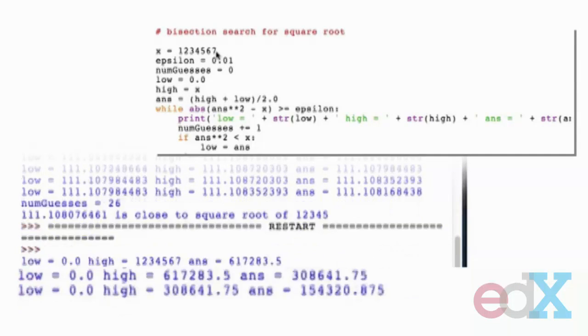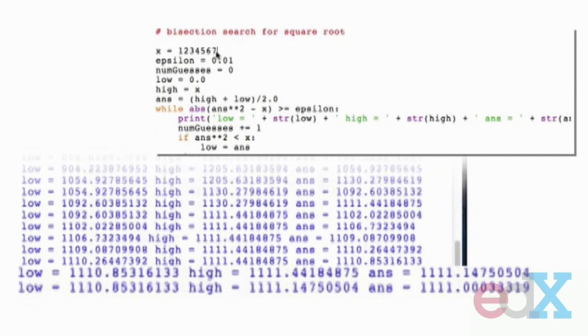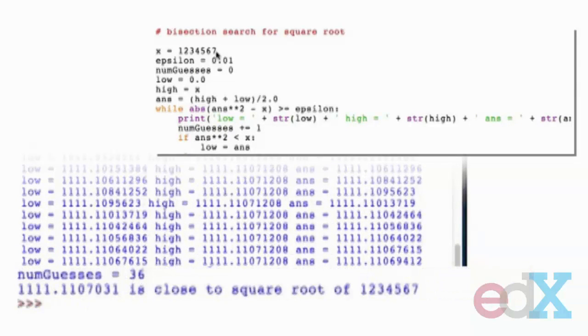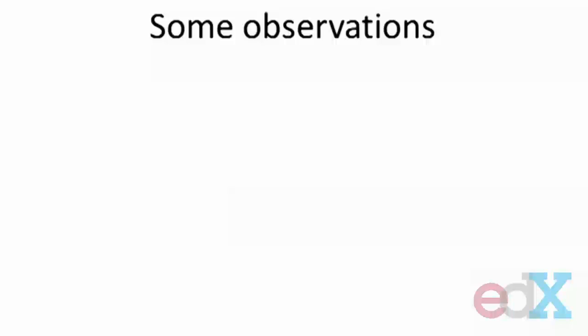All right. Again, you can see if you look at these numbers how quickly it's zeroing in. In only 36 steps, it got to the square root of a pretty big number. So in fact, this does it really well. What can we observe out of this? Well, here are some things that we see.